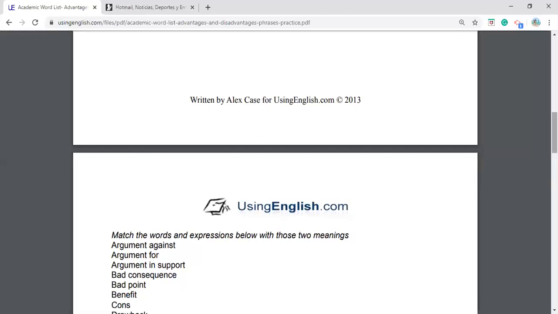Pros and cons. So we can say, the cons most of the time is in plural. The cons of COVID-19 are. So you can list the cons and the pros of COVID-19, so you also can use that.